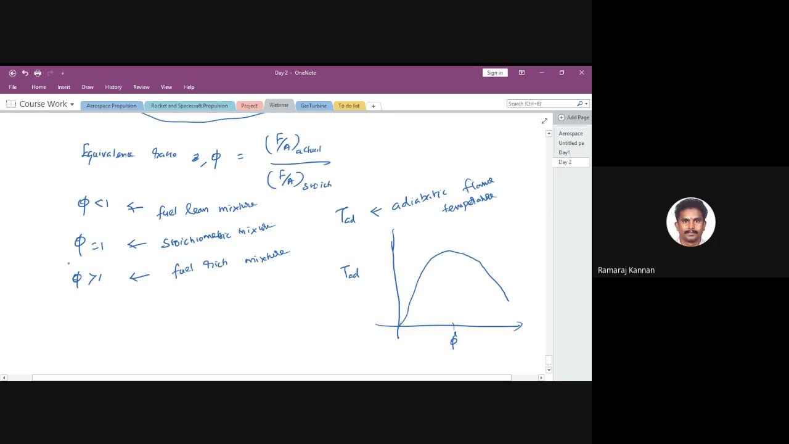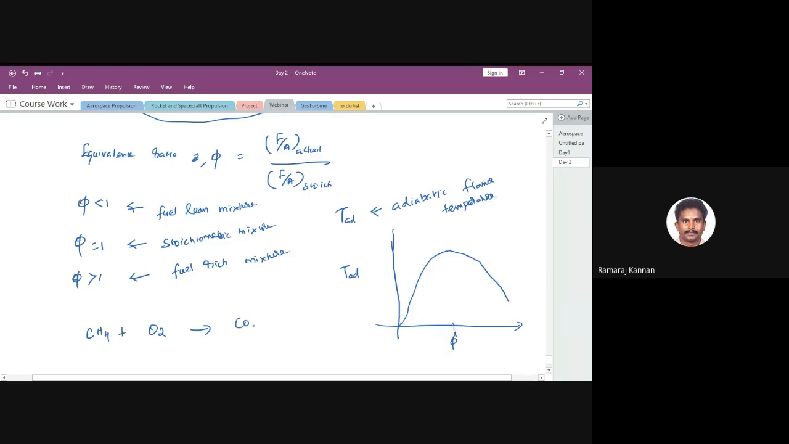So how will you find out your stoichiometric fuel-air ratio? Let us take methane reacting with oxygen. Here I took a simple case, but for air it will be different, so I will take that up next class.